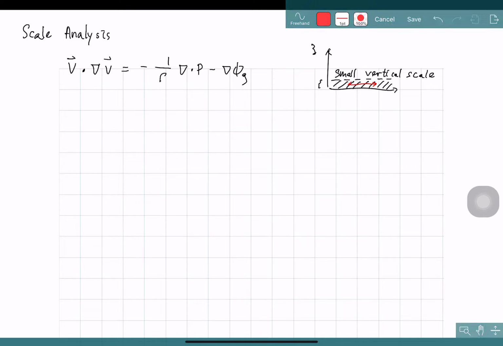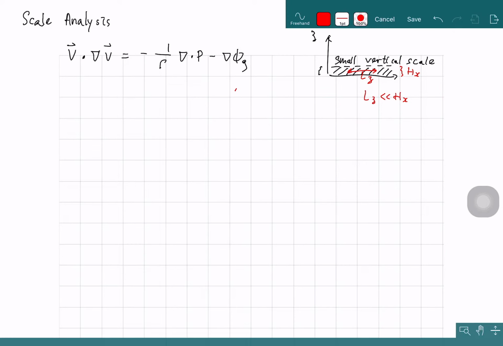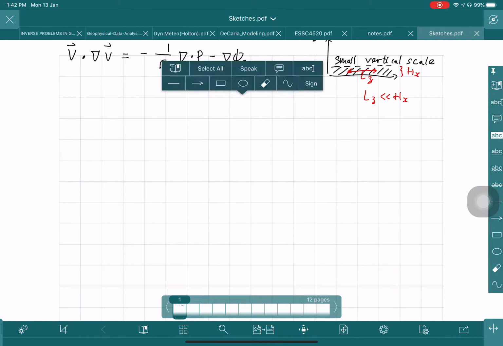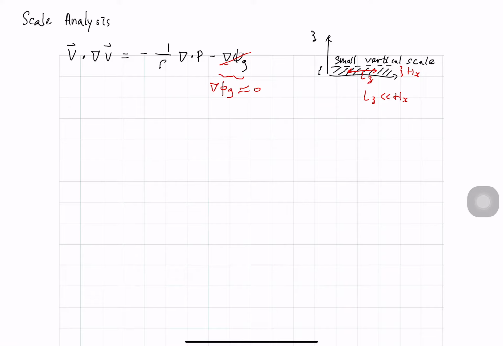Okay, so this is the horizontal scale, L, and the vertical scale is X. That's why we are saying that this is smaller than this one. So the first step is that this one is gone. This one is gone. Okay. This is the third criterion.